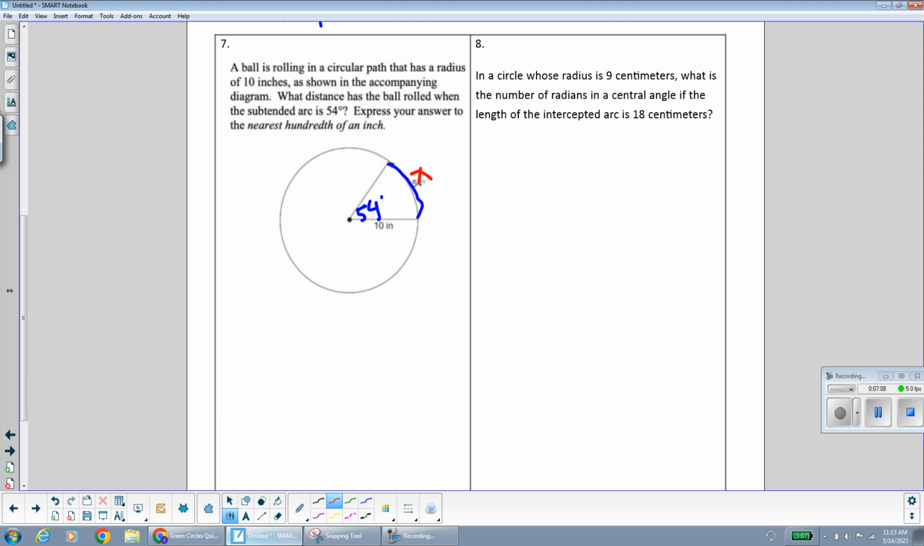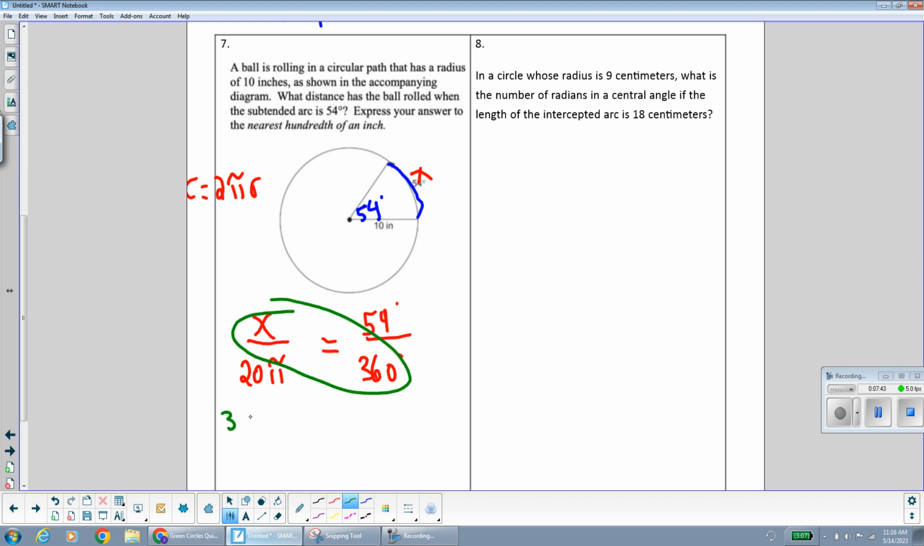So let me use my proportion here. So part over whole equals part over whole. Let's start with the arc lengths. The arc length of this sector, I don't know, so I'm going to call that x. The arc length of the entire circle is the circumference. That is 2 pi r. So 10 times 2 is 20, so that would be 20 pi. And then the central angle of the sector of the part is 54 degrees. And all the central angles in a circle total 360 degrees.